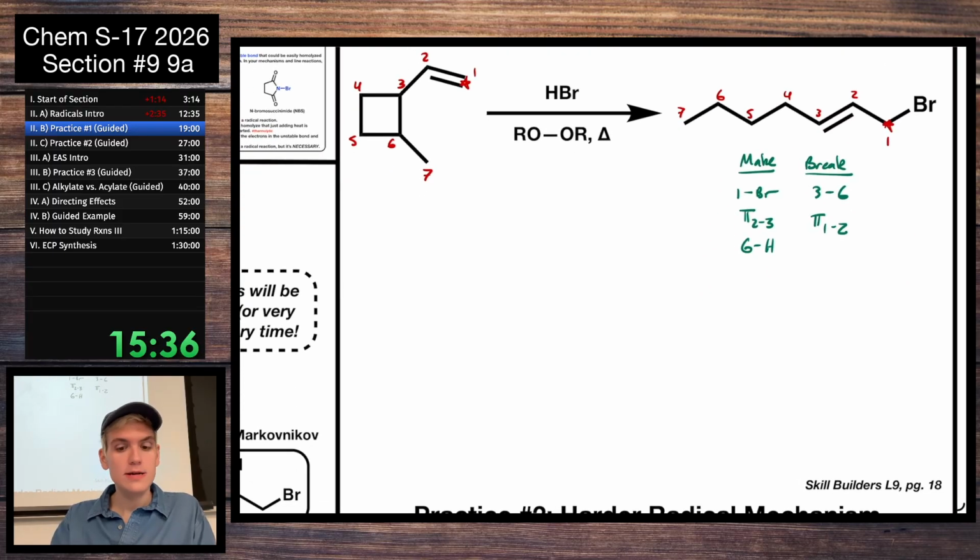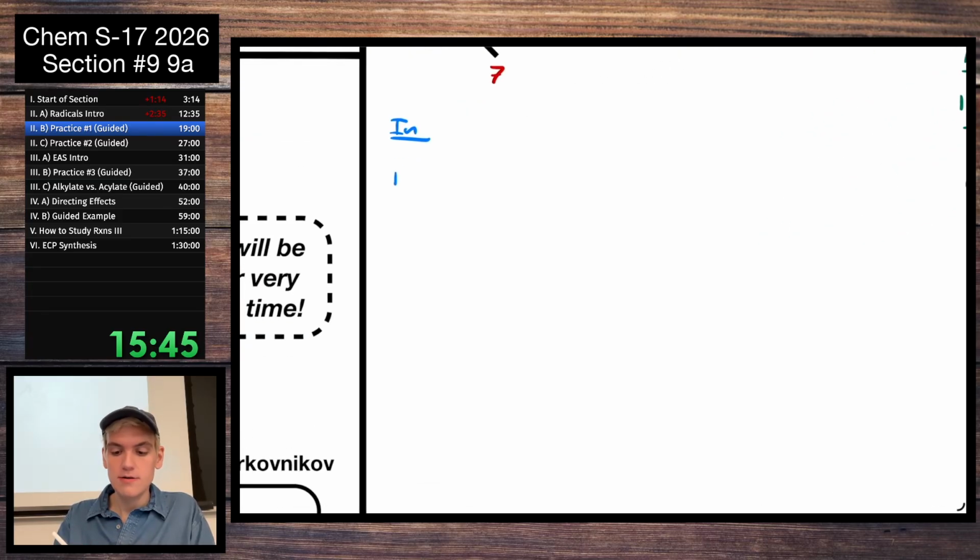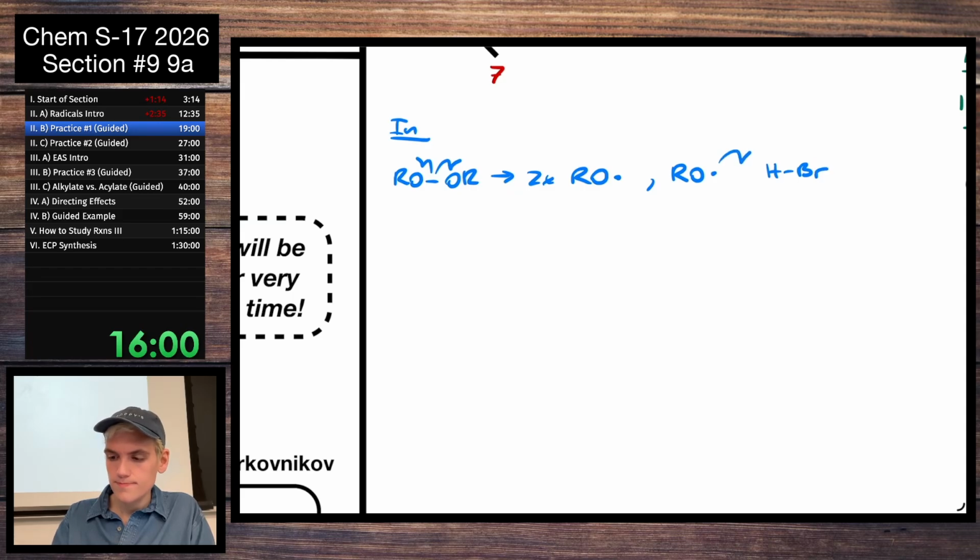So now that we are here, we start off by doing the initiation. And the initiation is the same every single time. So we are going to do it really rapidly. ROOR is going to homolyze, and we're going to make 2 RO dots. RO dot is going to interact with HBr. Boop, boop, boop. And that makes ROH and Br dot.